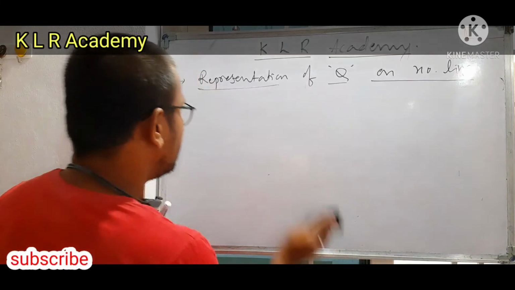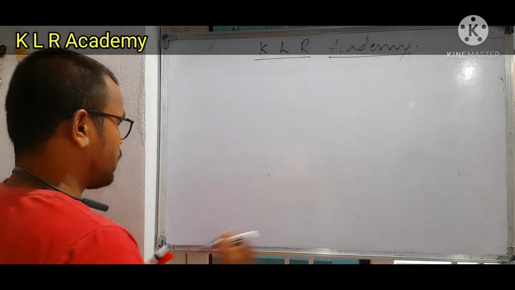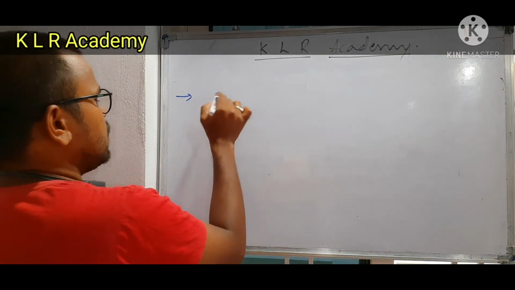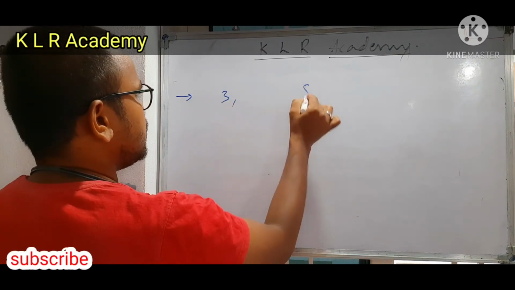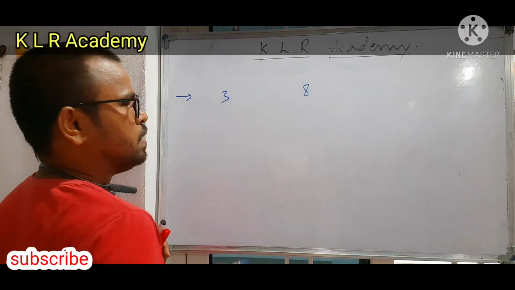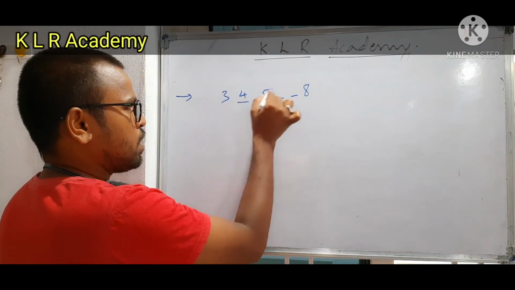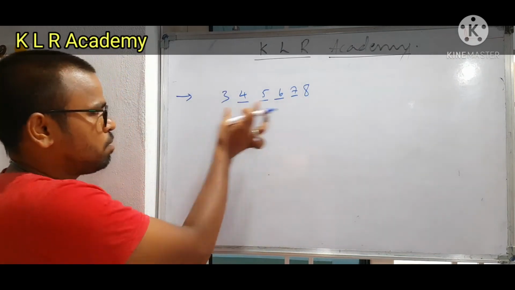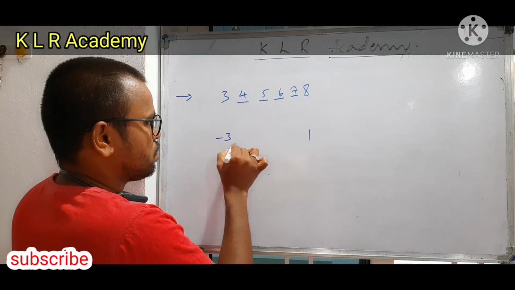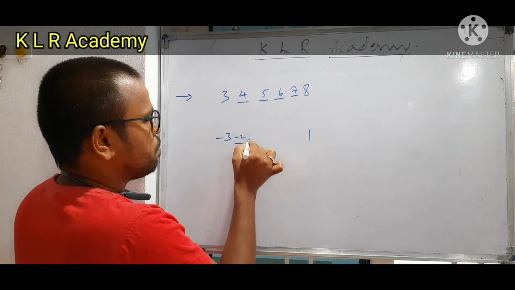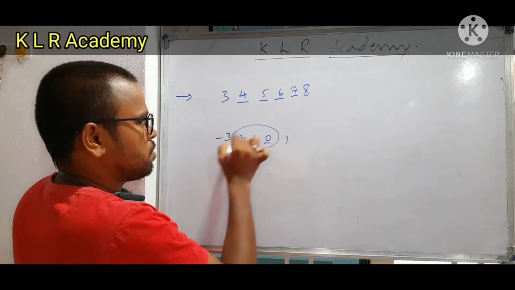Representing rational numbers between two rational numbers. For example, tell me how many numbers are there between 3 and 8? 4, 5, 6, 7. So you can easily tell how many numbers there are. Tell me, between -3 and +1, how many numbers are there? -2, -1, 0, and this is 1, right? So total 3 numbers. Fine.